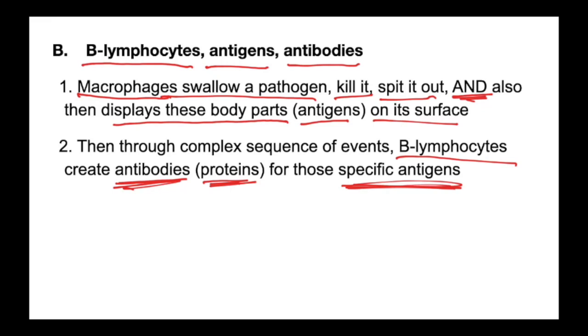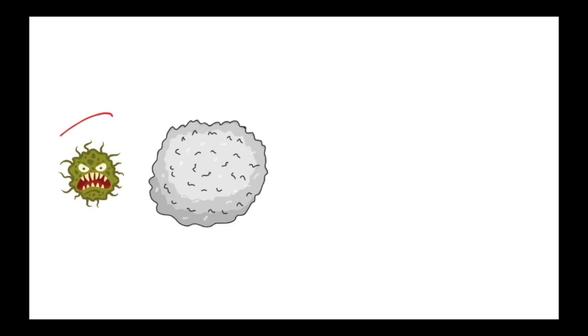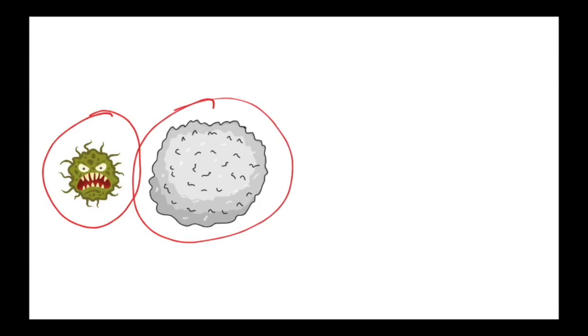Okay? So what does this look like? Well, let's say here's a virus. Let's say that's a flu virus. Here's our macrophage. Okay? We detect it. We pull it in. It's now inside of our white blood cell. We kill it. And then before we spit it out, we rip off its body parts and display them on our surface. We wear them like jewelry. Okay, so there we go.